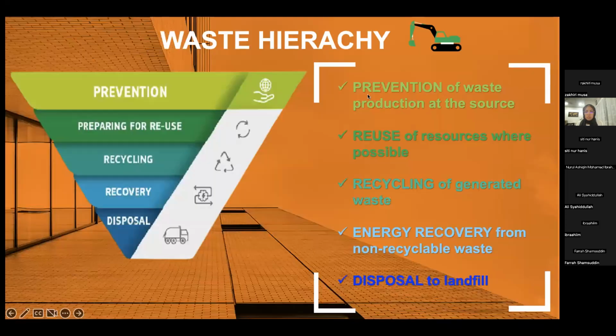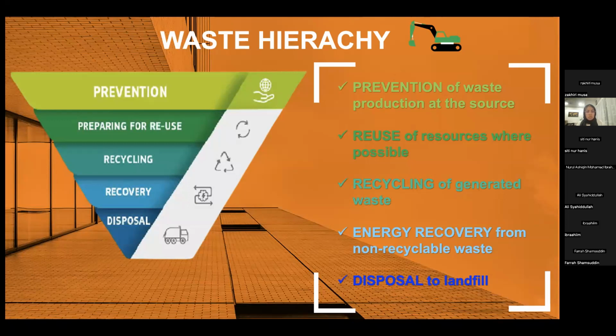So this is the waste hierarchy. The waste management hierarchy replaced the traditional waste management of reduce, reuse, and recycle. Then we expanded it into a 5-step process where the more preferred options come first. The first one is prevention, reuse, recycling, recovery, and disposal.